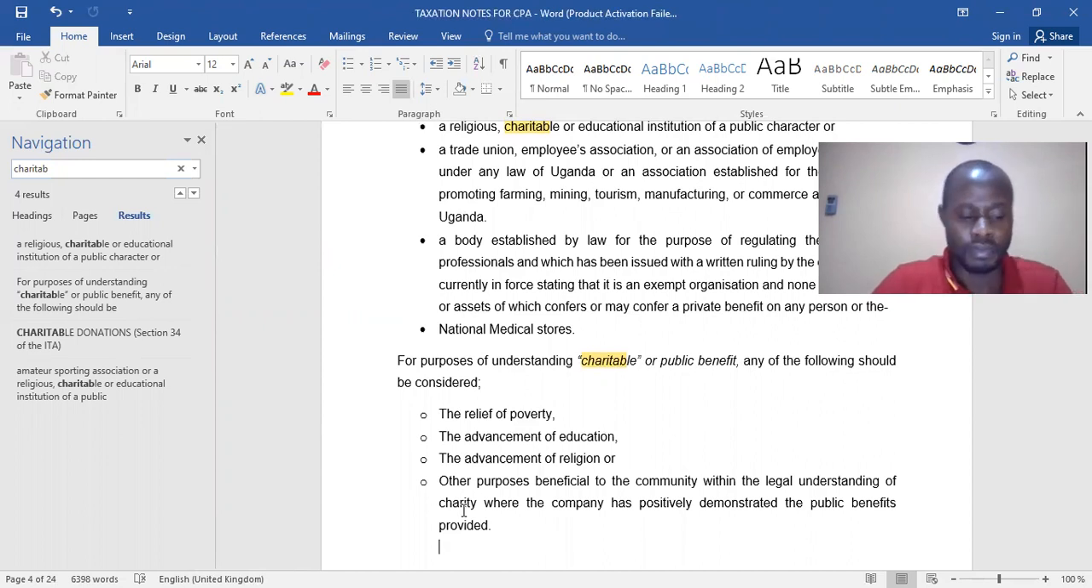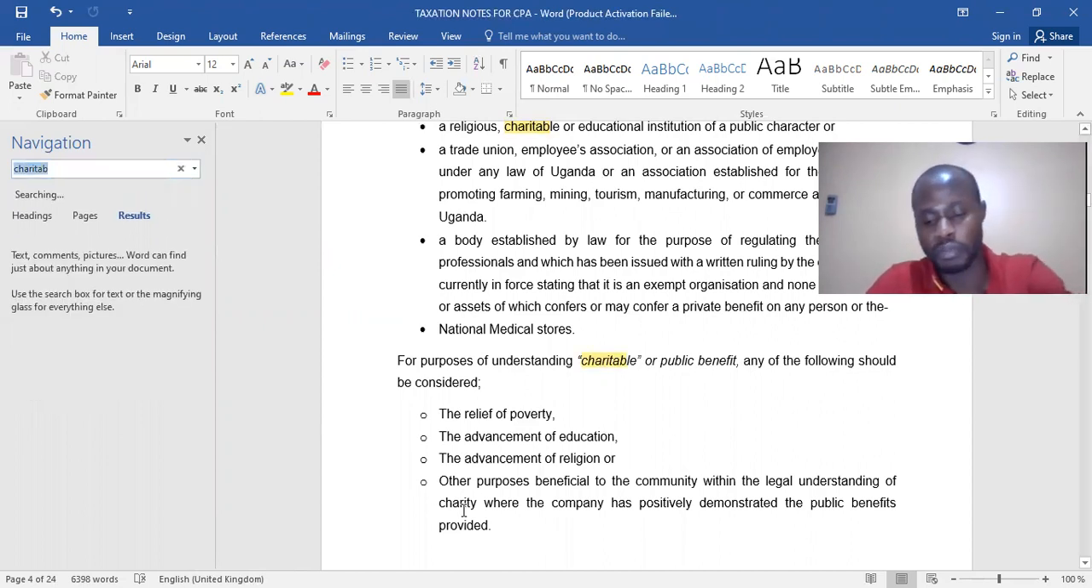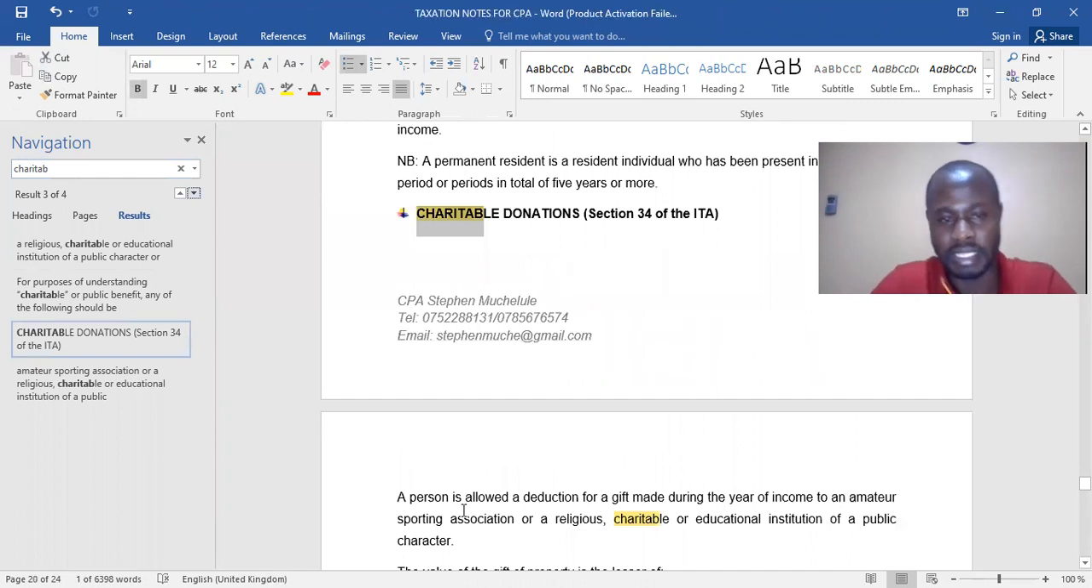Okay. So you have to be careful with donations. Other than this, please, it would not qualify. These are the conditions, very key.